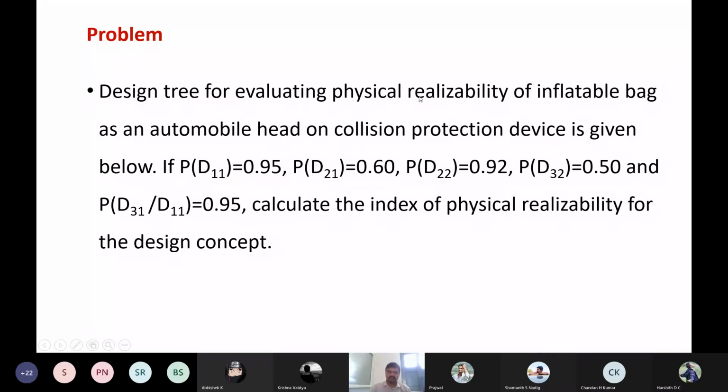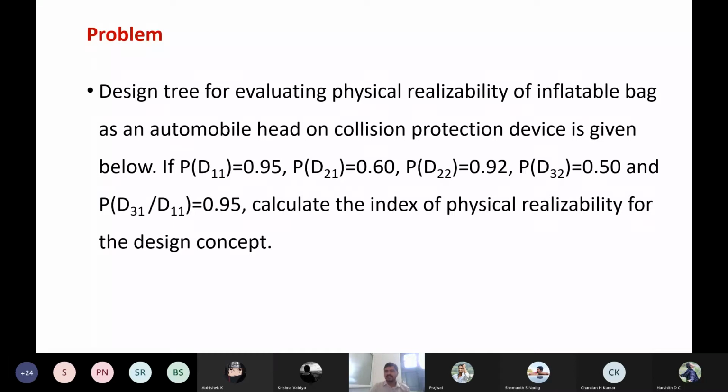First, identify the product. An inflatable bag which is used as an automobile head-on collision protection device. What is the general name used to identify this product? If you are driving a car and there is an accident, how will the protection of the driver be ensured? Airbag. Immediately the airbag gets opened. This inflatable bag is nothing but an airbag.